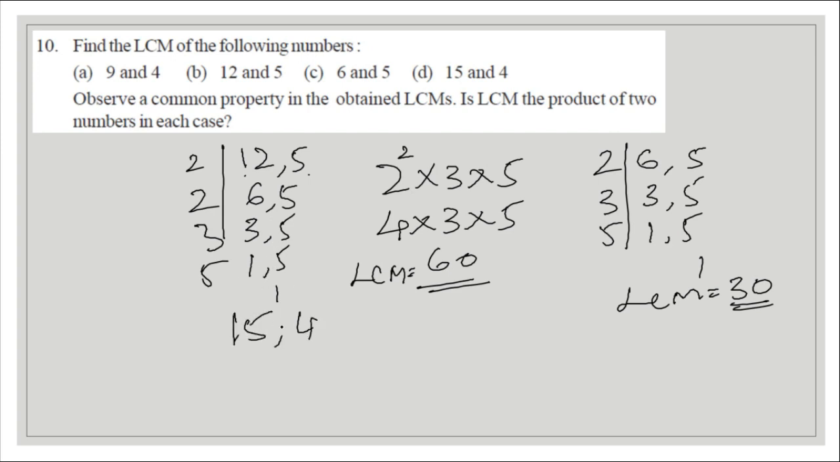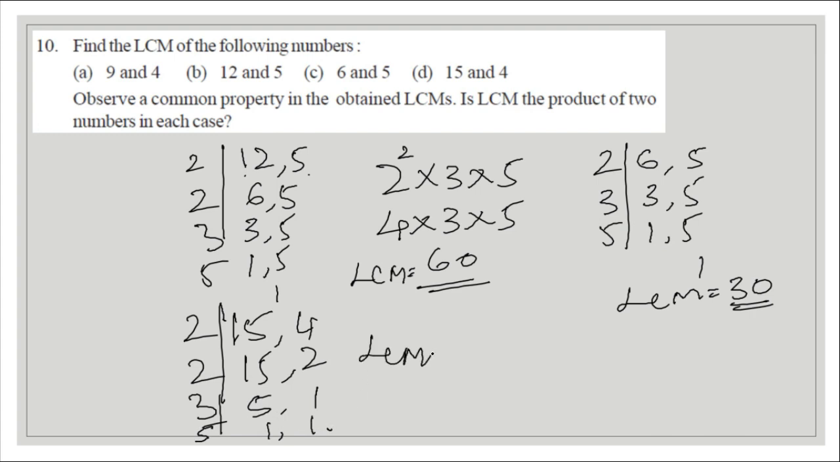15 and 4: 2 twos are 4, 2 one time, 3 fives are 15, 5 one time. So the LCM in this case is 60, and it is the same as the product of the numbers.